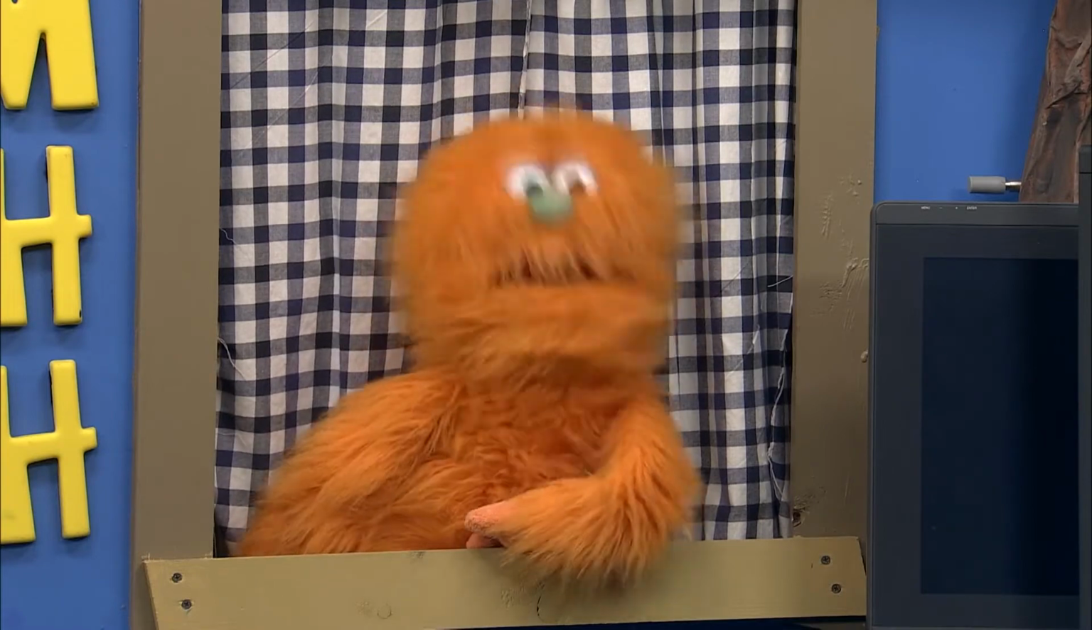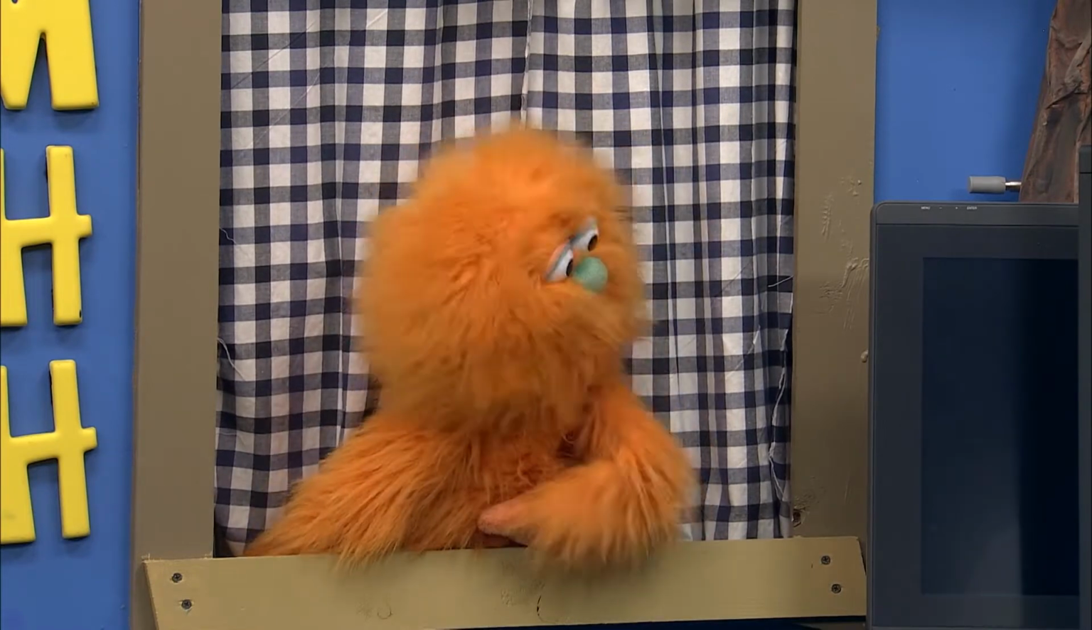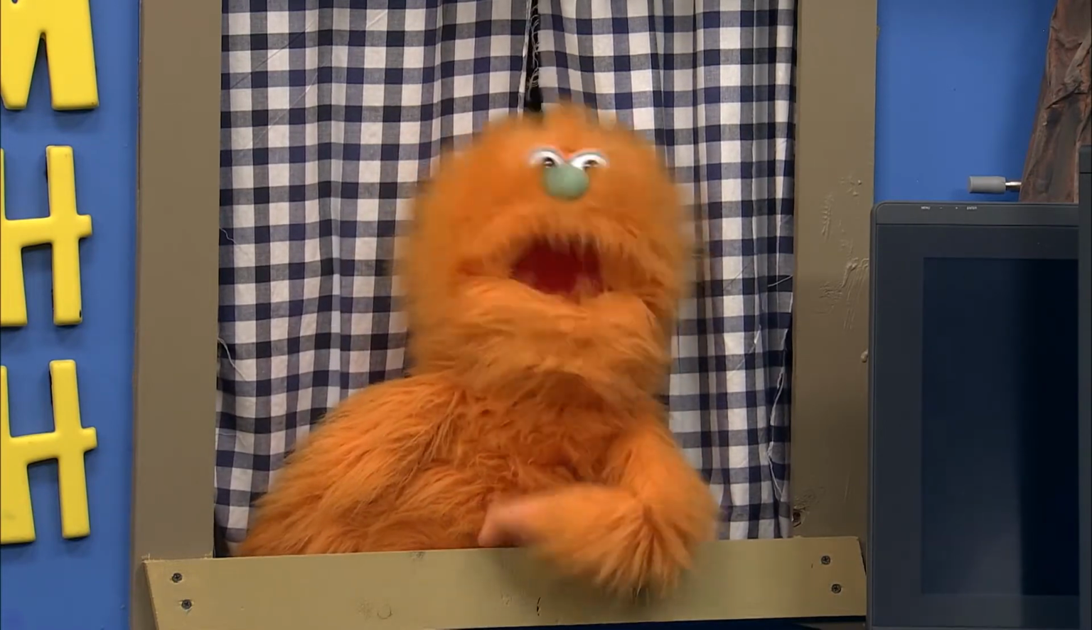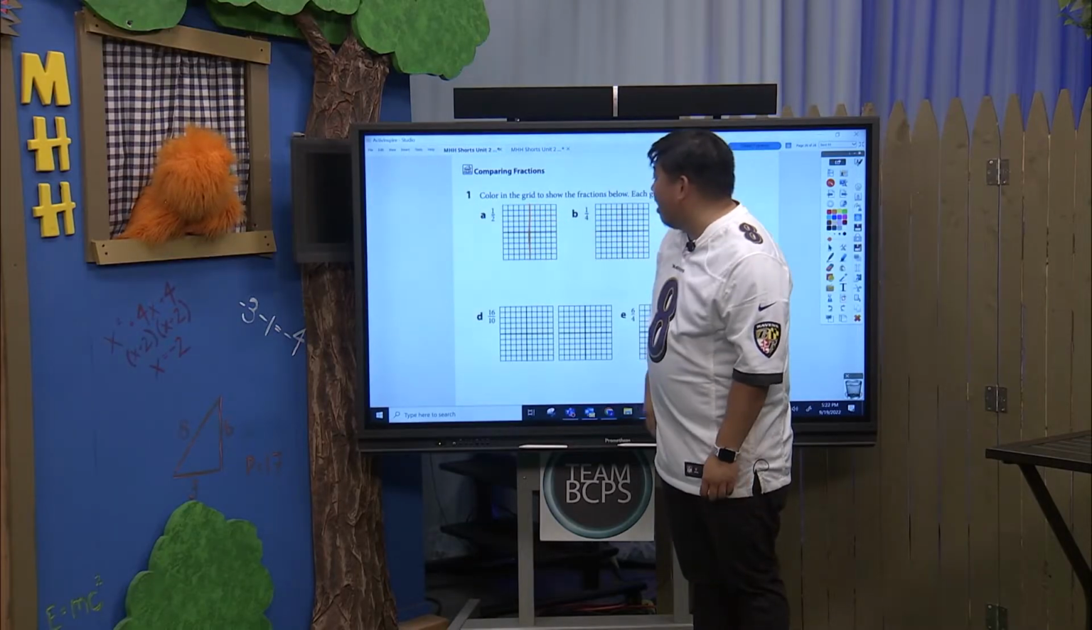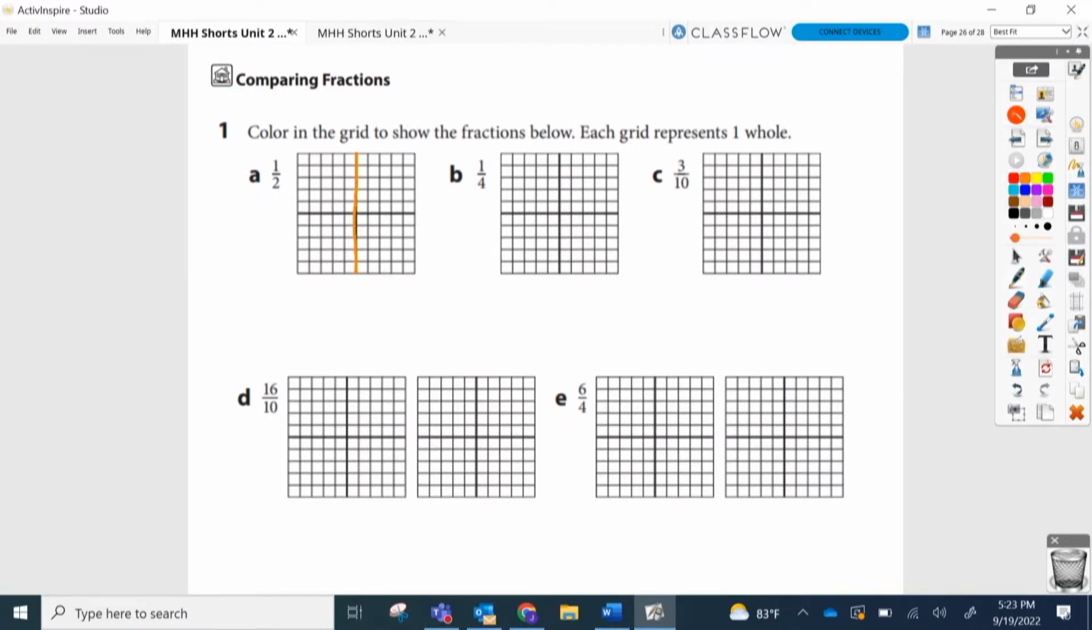The neat thing is, I guess there could be a couple ways, but I'm thinking we just draw a line down the middle. Okay, you want to draw a line down the middle. So now we did partition this into 2 equal pieces. So if we have to show 1 out of the 2, let's go ahead and shade that in. Here we go. Awesome. All right, next one.